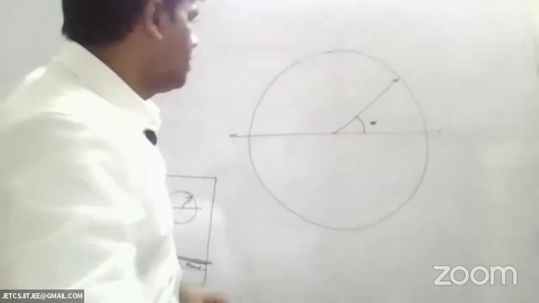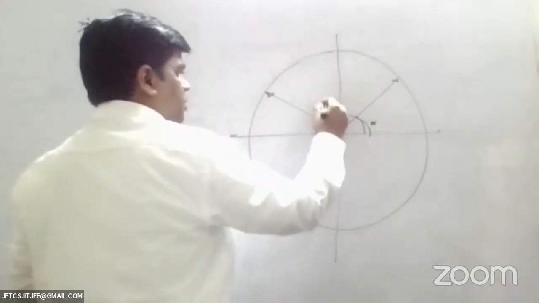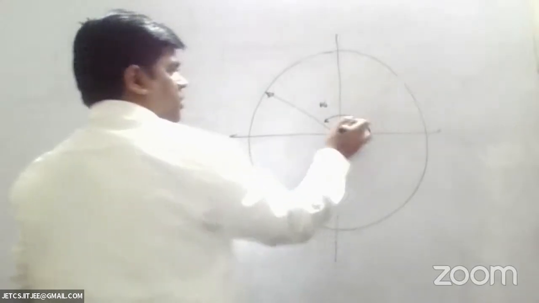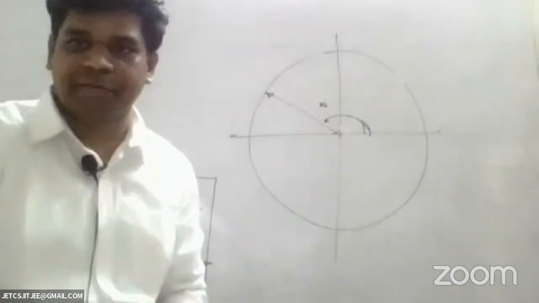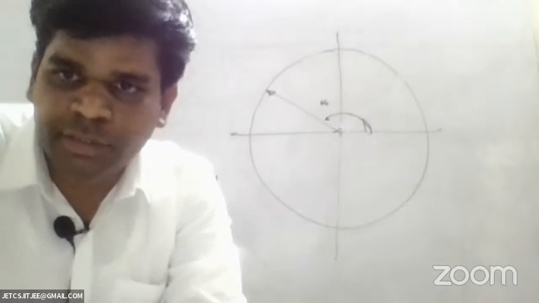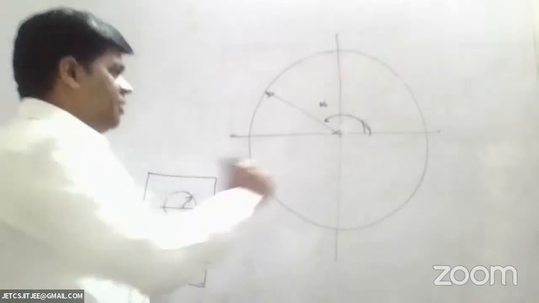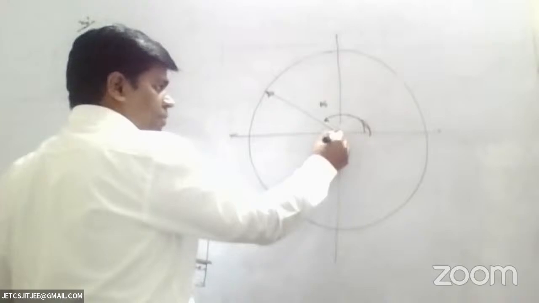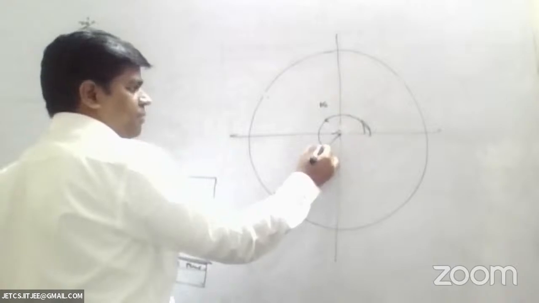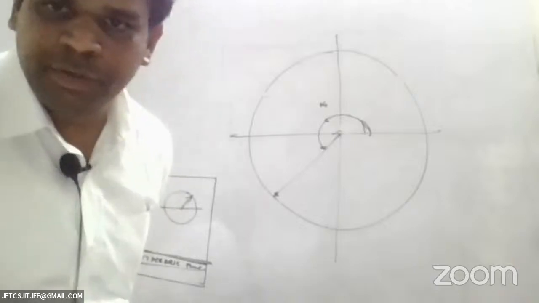When alpha is between pi by 2 and pi, what is cos? Positive or negative? Great. Fantastic answers. All right. When it is between pi and 3 pi by 2, what is cos? Positive or negative? Fantastic.